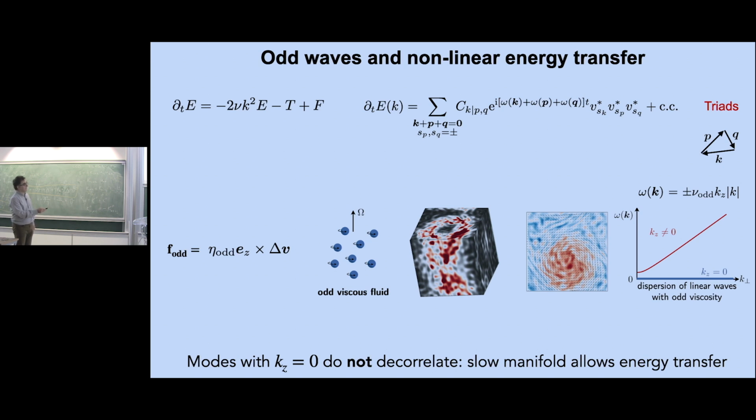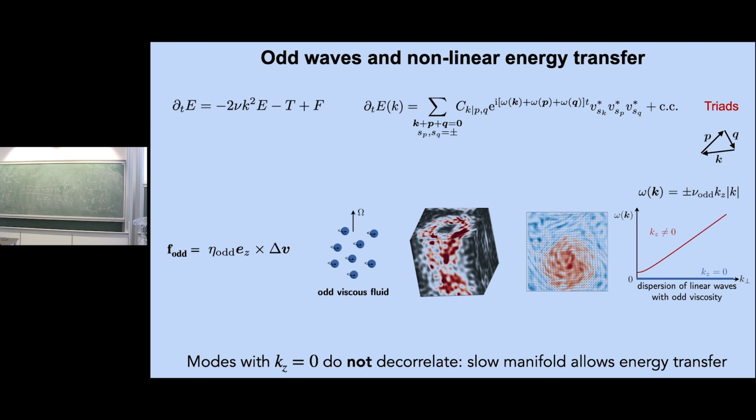But the other way you can have this 0 is by having every single entry, omega k, omega p, omega q, all of them equal to 0. Okay? So this is what happens in the odd viscosity.